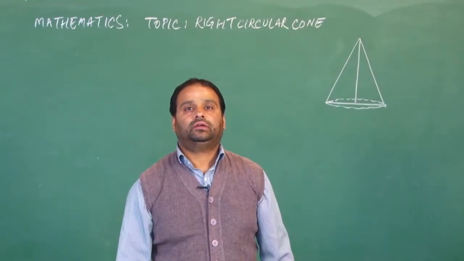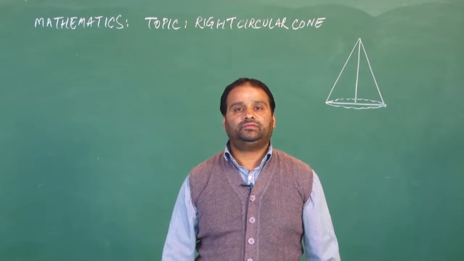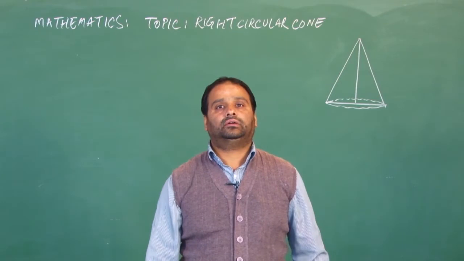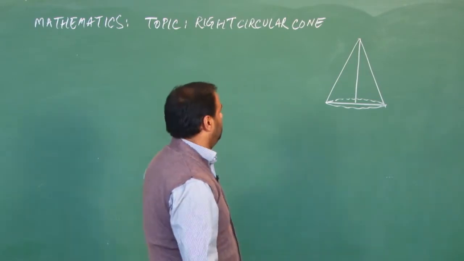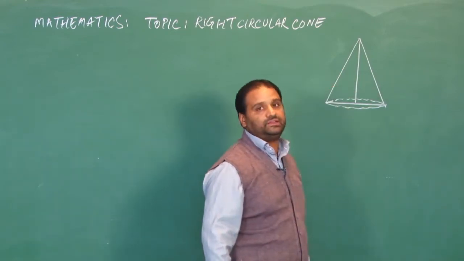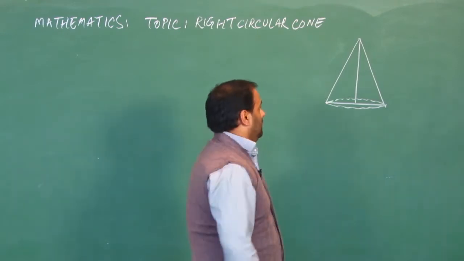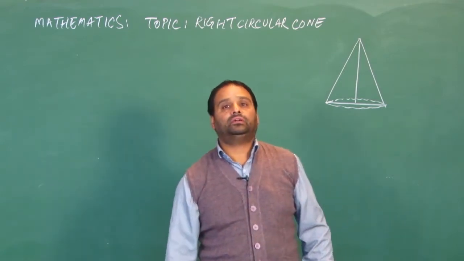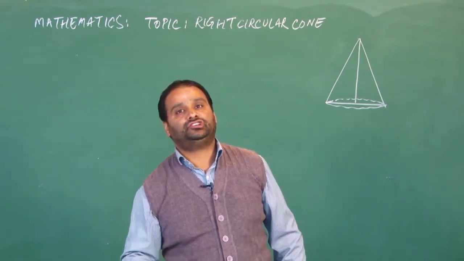Hello students, today our topic in mathematics is the right circular cone. As we are continuing surface area and volume, this is another 3D solid figure. If we draw it on a plain paper or a board, it just looks like a triangular face and it has a circular base. For example, the top, or most popularly your birthday joker cap, is of conical shape.